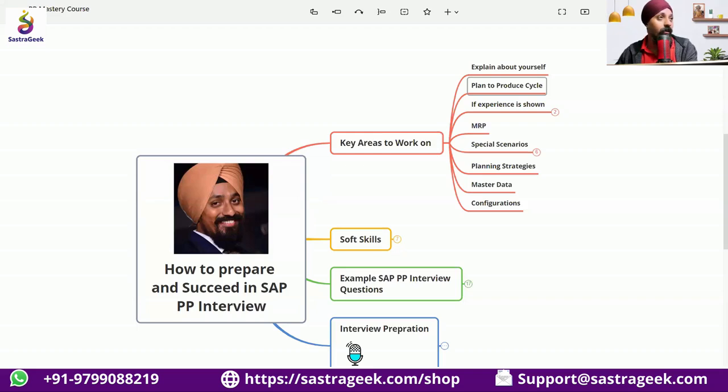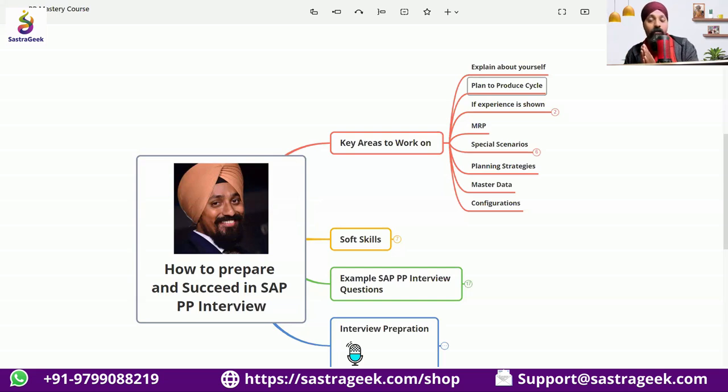Rahul is asking, can you explain how to answer the plan to produce question? Okay. Say if somebody asks, if Rahul has asked me, okay, Parminder, so you said you are a PP, you know the PP. Can you explain to me how the plan to produce end-to-end scenario works? Now the plan to produce scenarios can have different variations in it, right?